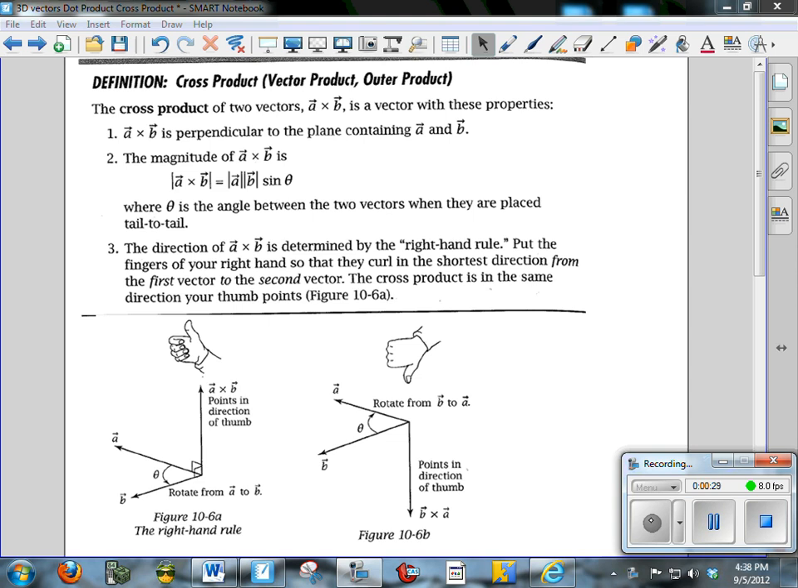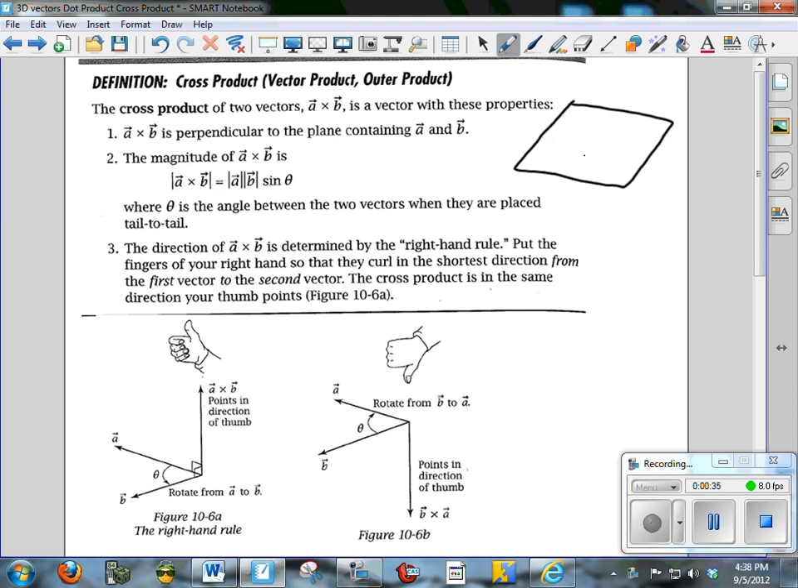So if we imagined A and B on a piece of paper, so let me draw a piece of paper here. This is a piece of paper, and A and B are both on this piece of paper. That means vector A cross B is sticking out perpendicular to both of those vectors off of that piece of paper. I don't know if you can picture that very well in two dimensions, but that is the vector that is perpendicular to both A and B.